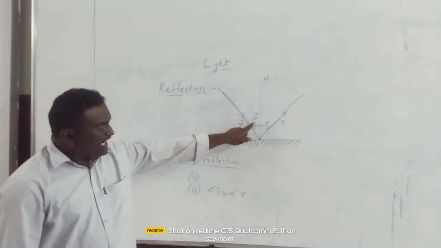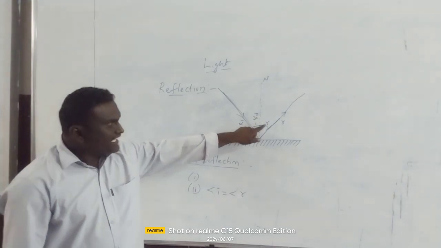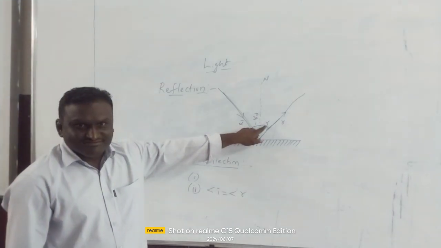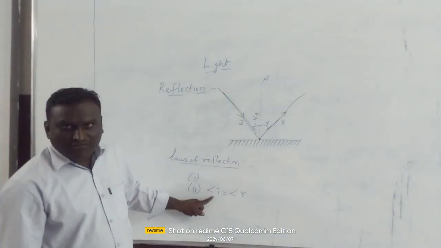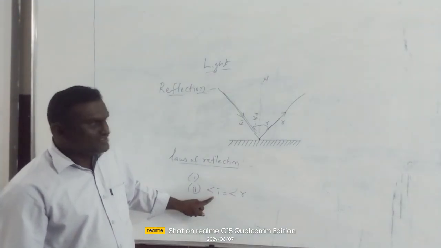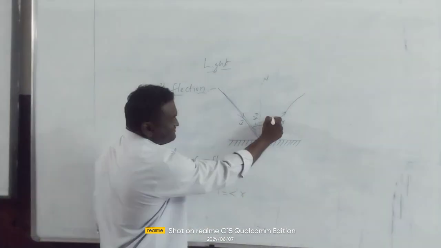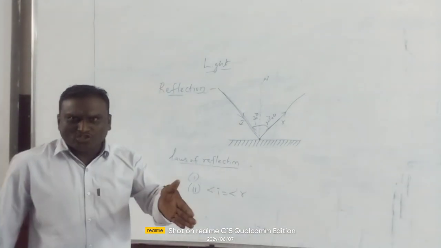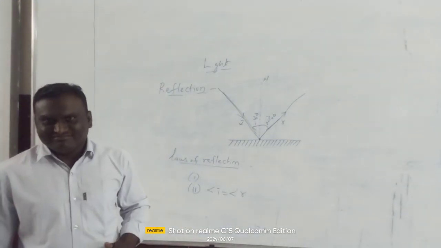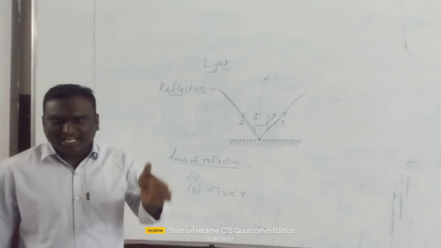Okay, angle of I is 30 degrees here. Angle of R? Here angle of I is equal to angle of R. 30 degrees, 30 degrees. Same. Angle of I is equal to angle of R.